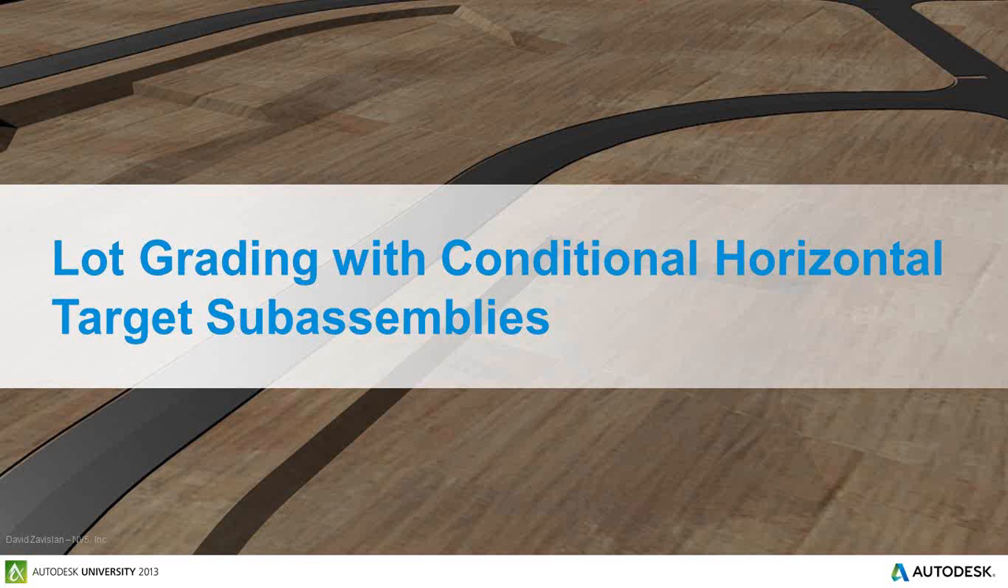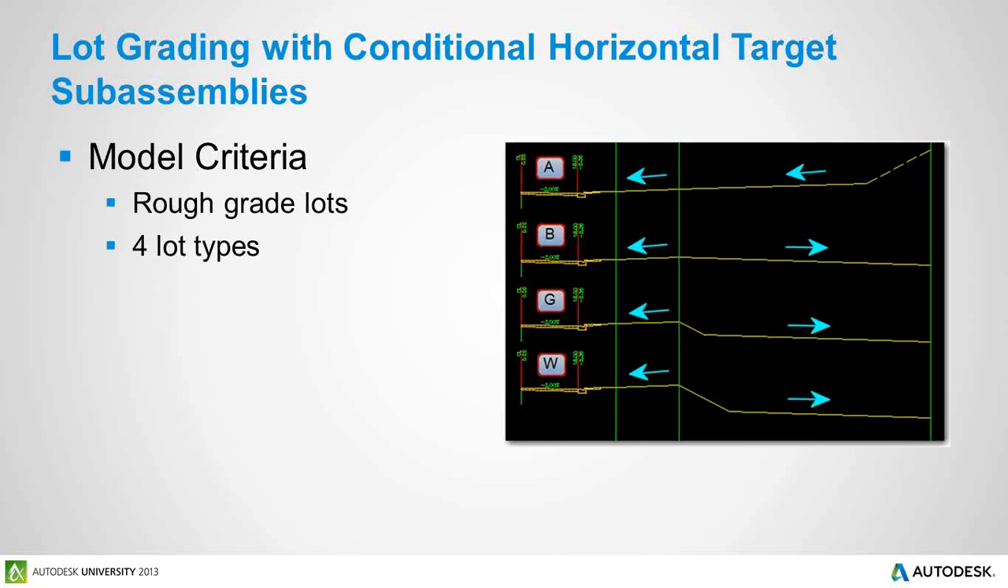Next thing I'm going to look at is expanding on it a little bit and using some of the conditional subassemblies. And there's two that ship with Civil 3D, and we're going to start off looking at what's called a conditional horizontal target. What I'm going to do is show you a model I built for grading lots where we're going to put in different lot types based on the target polylines that are being found within the drawing.